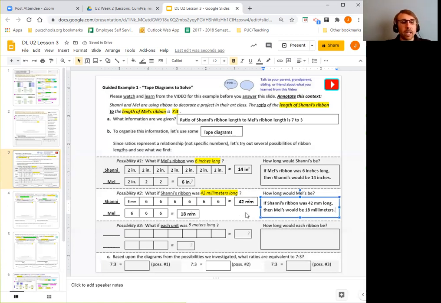Okay, so we're on to the next one. Again, I recommend that you pause the video so that you can type in your answers for possibility 2 and then focus your attention on possibility 3.